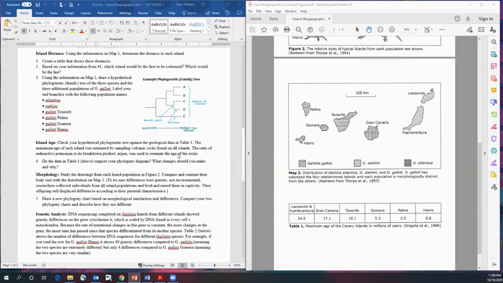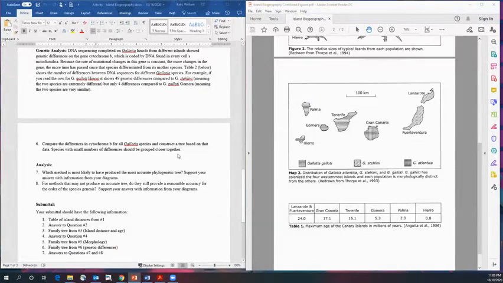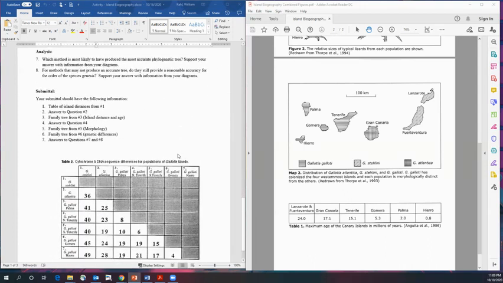You'll be creating several different family trees, one based on the island geography, one based on the lizard morphology, and one based on genetic analysis, and then trying to determine which of those family trees is the most accurate. When you're doing the genetic analysis, you're going to use table 2, which shows genetic differences between different populations. A higher number means more differences.